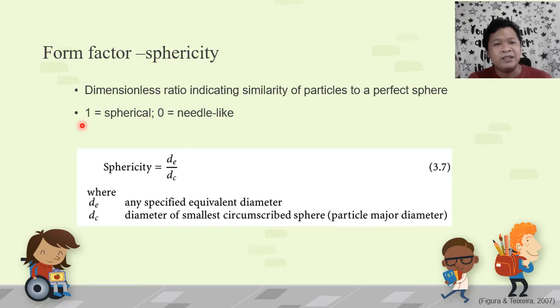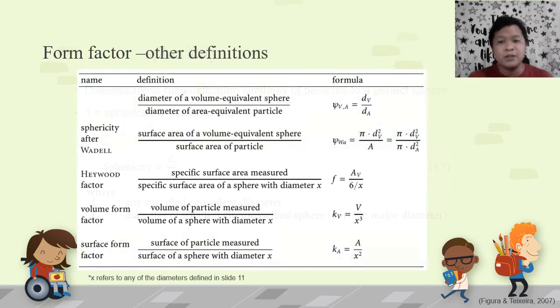So definitely, kapag mas close sa 1 yung sphericity, then yung mga calculations natin ay medyo mas malapit sa katotohanan kasi nga mas close siya sa assumption natin na spheres yung particles. So ito naman ay iba pang mga definitions ng mga less common form factors used.